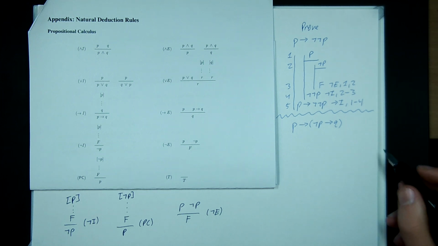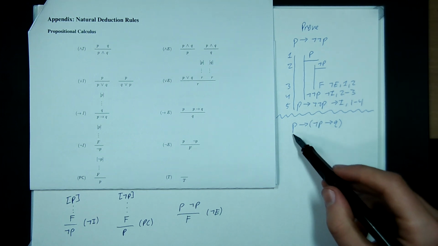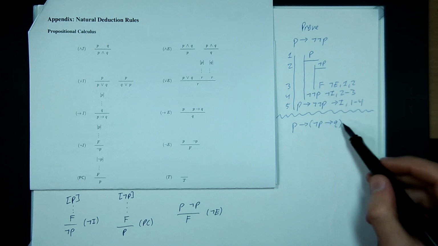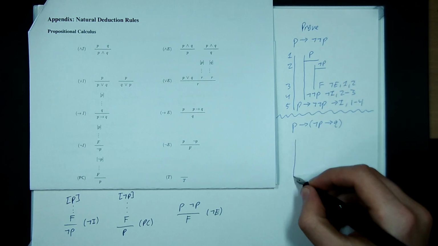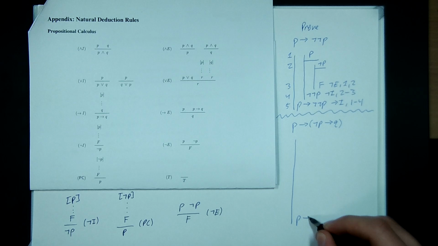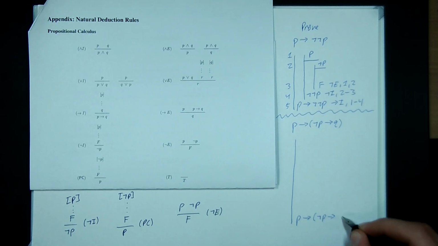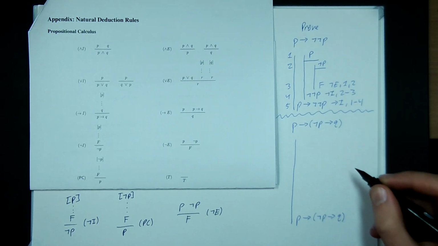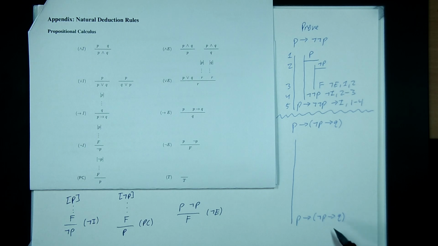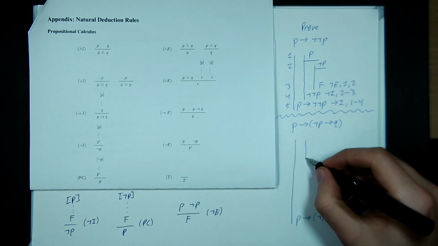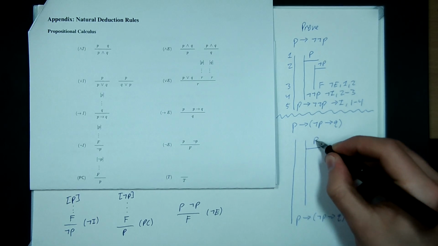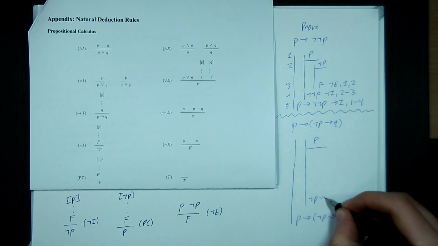All good so far? Let's try another one. Let's try prove P implies, not P implies Q. So write my goal down the bottom. And I'm given nothing this time, so I have to start from nothing. Well, it's an implication, and we know how to deal with implications. Assume the left and derive the right. Assume P, derive not P implies Q.